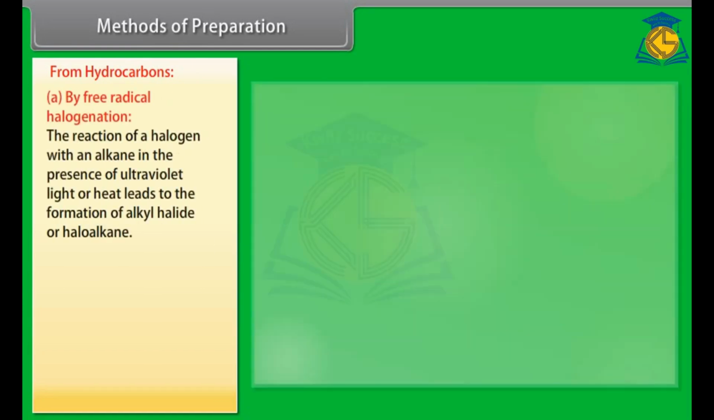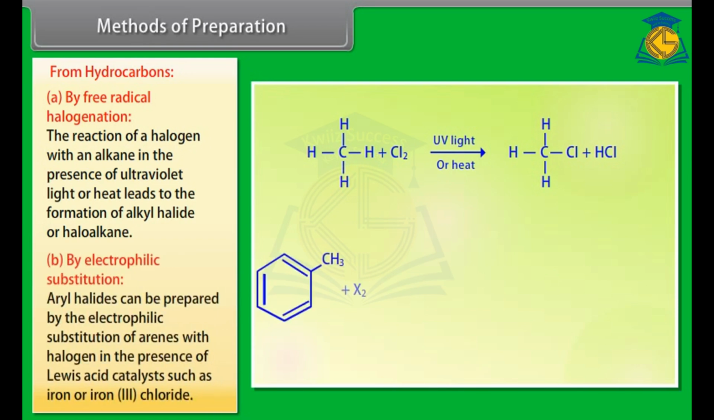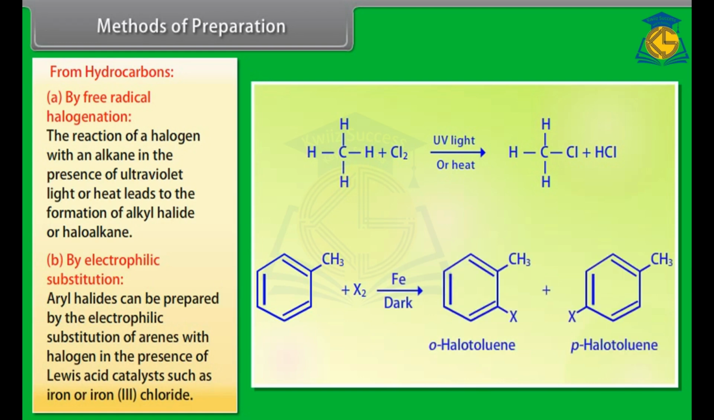From hydrocarbons. By free radical halogenation. The reaction of a halogen with an alkane in the presence of ultraviolet light or heat leads to the formation of alkyl halide or haloalkane. By electrophilic substitution. Aryl halides can be prepared by electrophilic substitution of arenes with halogen in the presence of Lewis acid catalysts such as iron or iron(III) chloride. Methods of preparation.